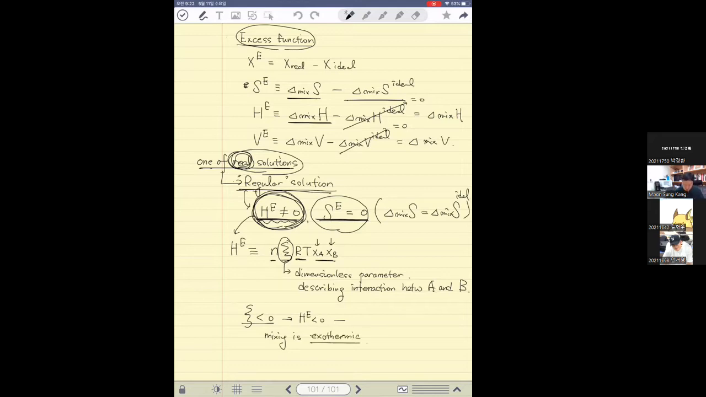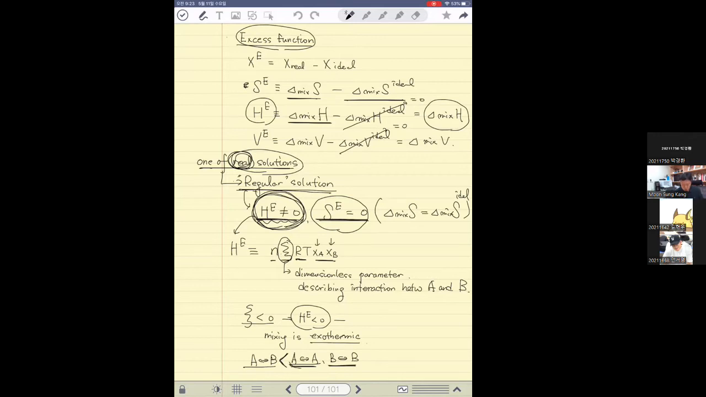And why is that? Let's think about a case where you have an interaction. Let's say you compare the interaction between A and A, the interaction between B and B, and you compare this with the interaction between A and B. If you have a negative excess enthalpy of mixing, it tells you that the interaction between A and A or B and B are stronger than the interaction between A and B.